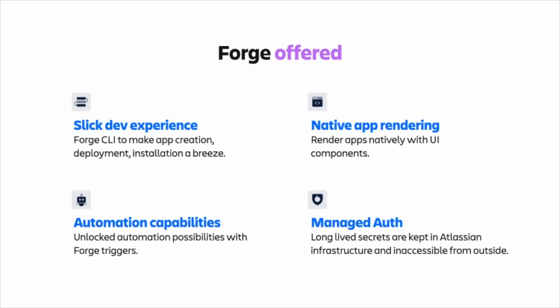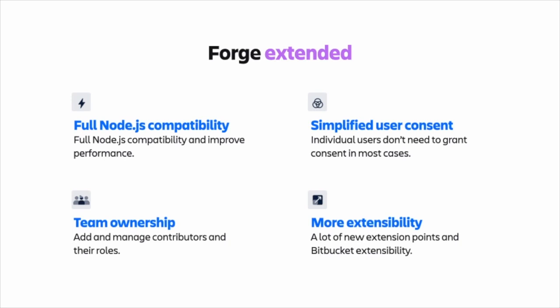Since the release, Forge usage has expanded and we have got a lot more use cases. So we have extended Forge, and some of the features added since release are: full Node.js compatibility now with Node runtime v2. We also removed the consent screen with the simplified user consent project. We have also enabled team ownership, a multi-user app ownership model where different users can be added as contributors to the apps and also assigned a role. And we have added a lot more extension points and increased the extensibility of the products, also onboarding new products, for example Confluence and Bitbucket in early access.